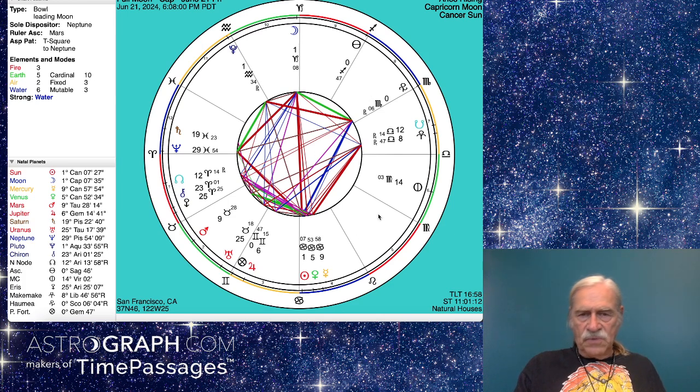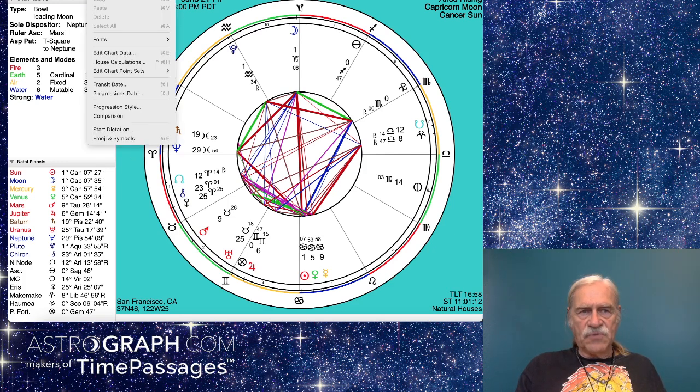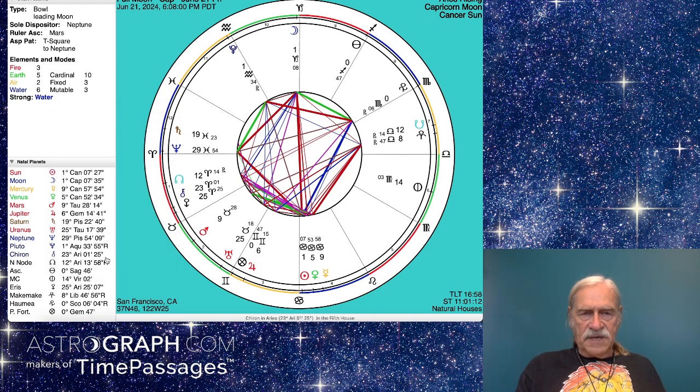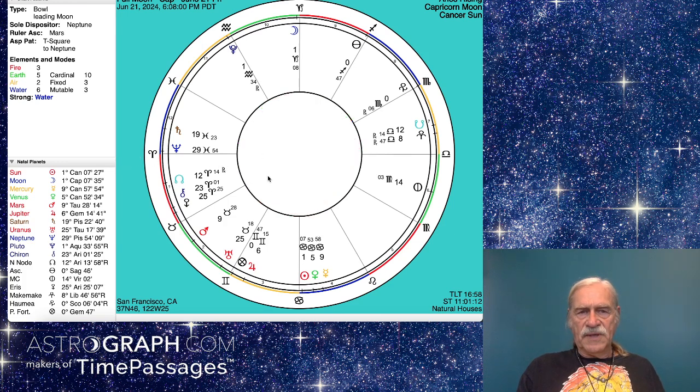So first of all, we want to mention that we are talking about the natural house system in the Time Passages software. If we go to the house calculations, you can see the choice there is natural houses, which means starting with Aries, and these are the other possible choices for that, including equal house or whole sign house, or including Placidus or Koch. And with natural houses, everything's laid out with Aries at the first cusp.